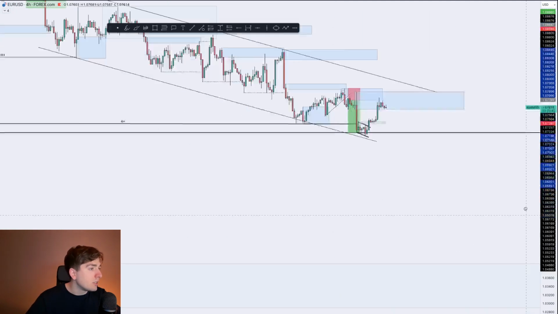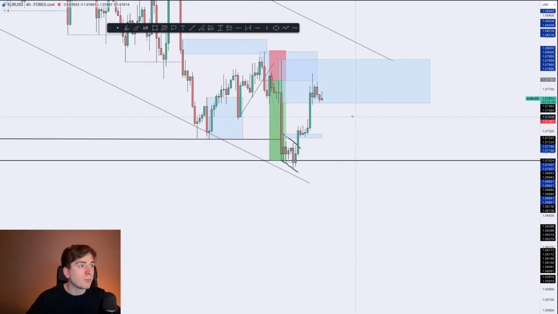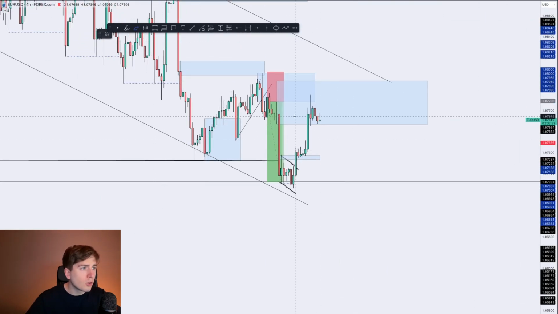Let me just quickly check. No, so the 4-hour is now fractal bullish, excuse me. What happened is that down below over here, we broke this fractal high of this bearish candle, meaning that we then flipped bullish on fractal structure. And that was kind of the confirmation that we were ready to push up and continue towards the highs.